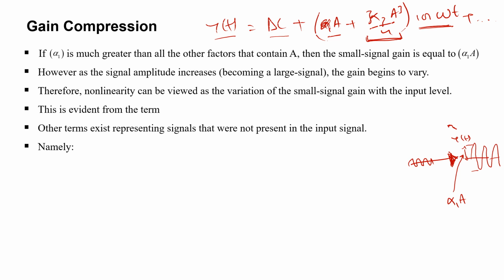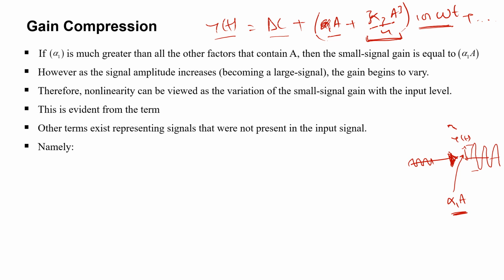So if alpha 1 is much greater than all other factors that contain a, then the small signal gain is equal to alpha 1 a. However, as the signal amplitude increases and becomes a large signal, the gain begins to vary. So if I have only the alpha 1 factor multiplied by cos omega t, then everything will be fine. But as our other signals start to increase, then we will have a discrepancy in the gain, and we will not get exactly what we were expecting.